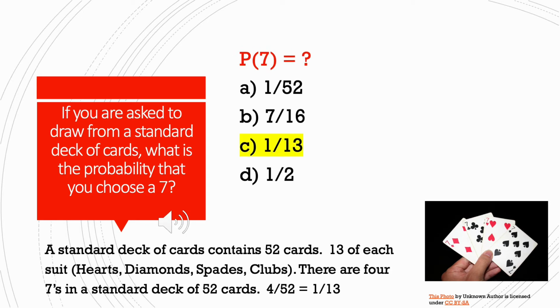The correct answer choice is C, 1/13. A standard deck of cards contains 52 cards, 13 of each suit: hearts, diamonds, spades, clubs. There are 4 sevens in a standard deck of 52 cards because there's a 7 of hearts, a 7 of diamonds, a 7 of spades, and a 7 of clubs. And therefore 4 over 52, which we can reduce down to 1/13, is the correct answer.